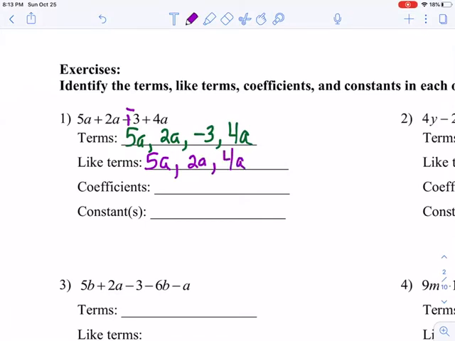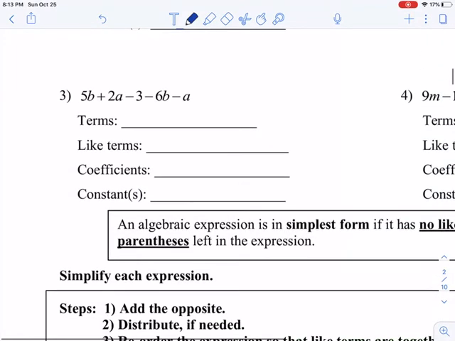And there are no numbers that we could combine together. Your coefficients, again, are the ones that are attached to the variables. So you have a 5, a 2, and a 4. And then your constants are the numbers that are by themselves. And in this one, we only have a -3. Well, I'll do one more with you, and then you can practice on your own.